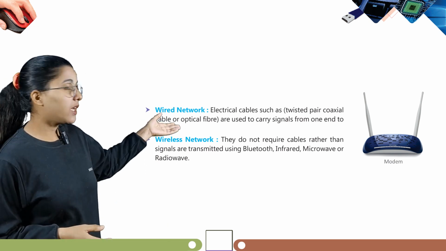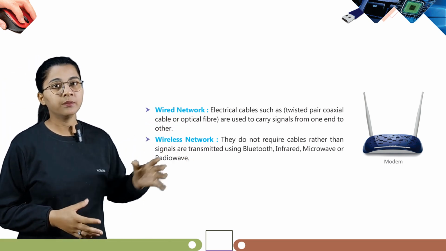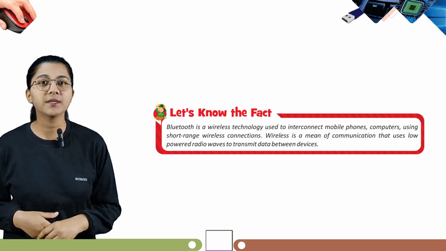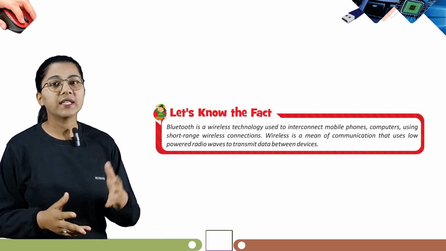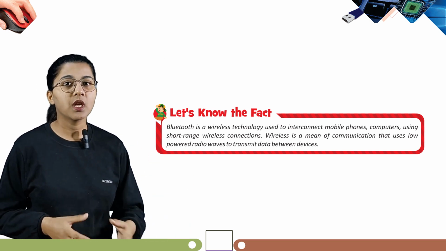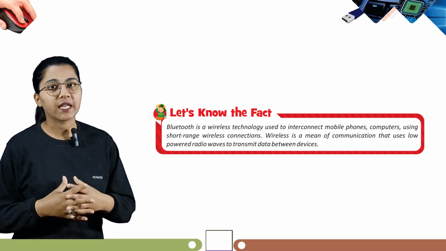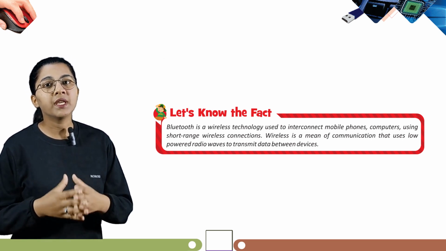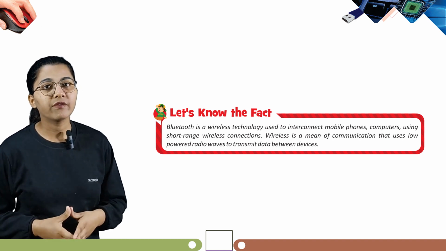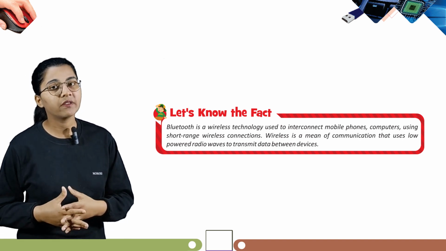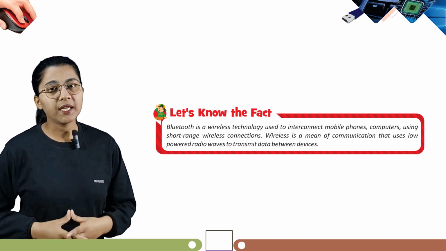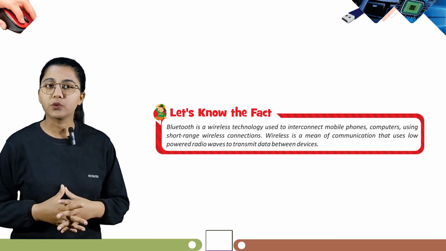Infrared. Students, here you can see the picture of a modem. Now again we have an interesting fact, that is Bluetooth is a wireless technology used to interconnect mobile phones and computers using short-range wireless connection. Wireless is a means of communication that uses low-powered radio waves to transmit data between devices. Students, you all have used Bluetooth many times, so you know how Bluetooth works.